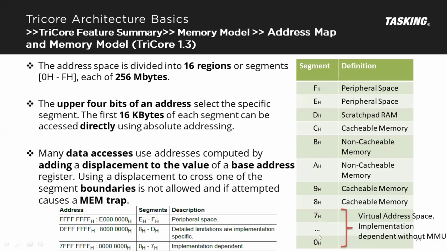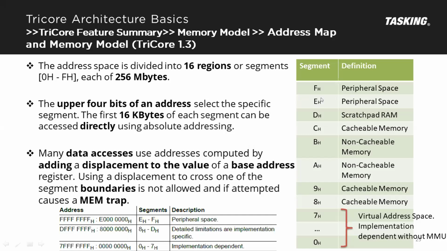So from 0H to 7H, the lowest part of the address space, it is related to the virtual address space. It's implementation dependent if there is a memory management unit or not. Then these two segments are related to the cacheable memory, and then segments A and B are related to non-cacheable memory, and then C is related to cacheable memory again. And then starting from segment D, it's scratchpad RAM, and then for peripherals are segments E and F.